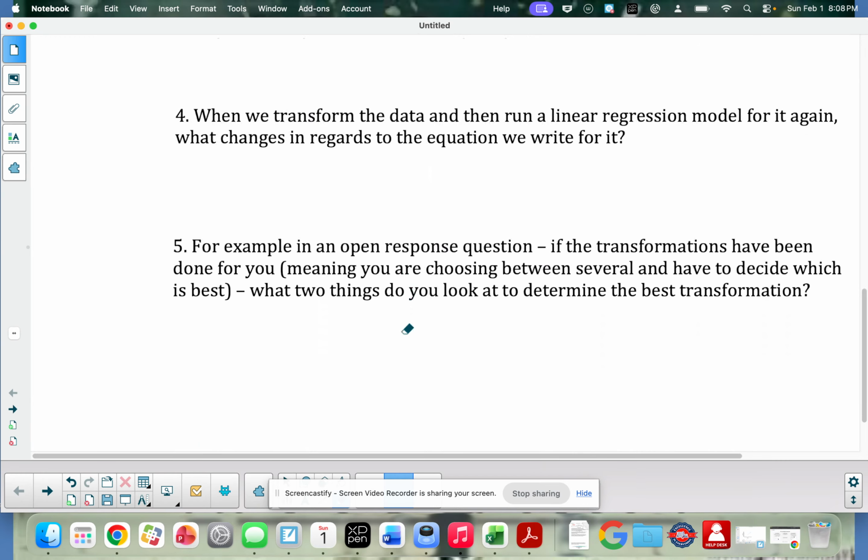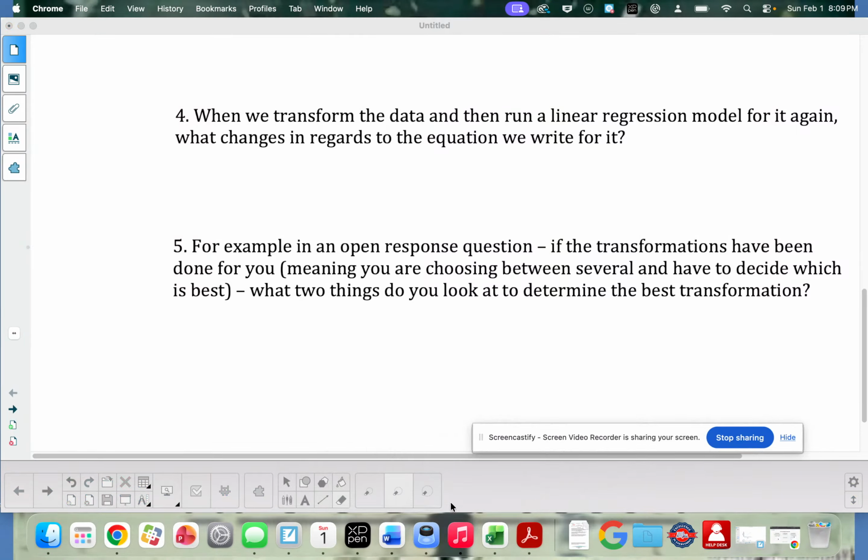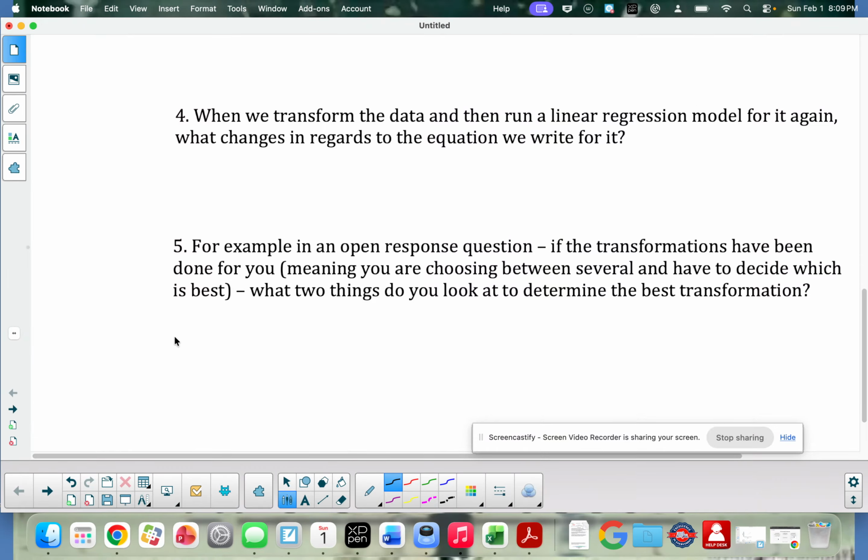The biggest thing on open response questions that they love to do is they will take nonlinear data and transform it like 3 different ways and then have you pick which one is better and then have you justify why it's better. Okay, and so we've talked about how to justify something being linear or being a good fit, and it's still about the residual plot. So your residual plot, like before, has to be what? It has to be no curves or patterns, and the data has to be randomly and evenly distributed.